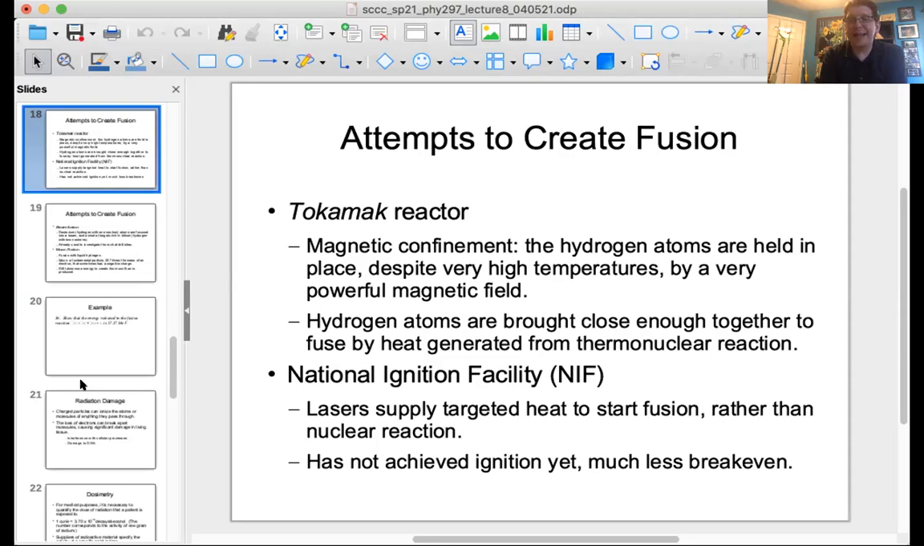Another example is the National Ignition Facility, where lasers supply heat, or energy, to the hydrogen atoms to get the fusion to start, rather than a nuclear reaction. That hasn't achieved ignition yet. Ignition meaning you've achieved fusion. Break even is when you release more energy from fusion than you put in.